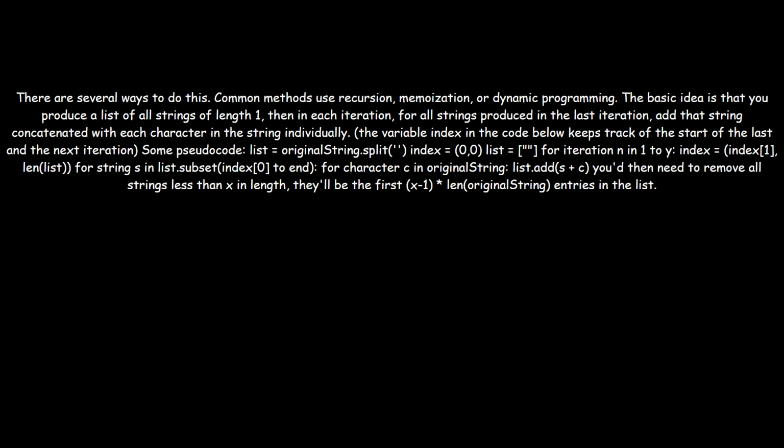Some pseudocode. List equals original string, split, index equals 0, list equals empty, for iteration n in 1 to y, index equals index 1, len list, for string s in list subset index 0 to end, for character c in original string, list add s plus c. You'd then need to remove all strings less than x in length. They'll be the first x1 asterisk len original string entries in the list.